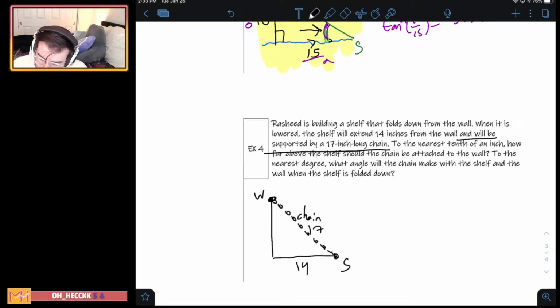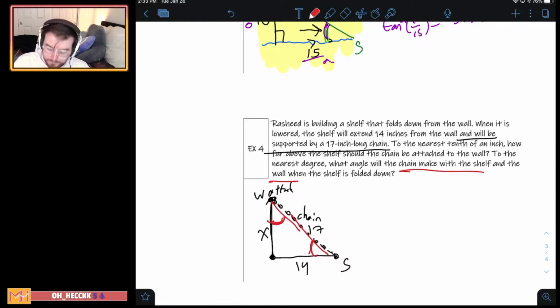How far above the shelf should the chain be attached to the wall? So this distance right here, let's call it x. How far above the shelf should the chain be attached? It's attaching up there. And to the nearest degree, what angle will the chain make with the shelf and the wall when the shelf is folded down? So basically, what angle will be formed with the chain and the shelf, and the chain and the wall? So these two angles here.